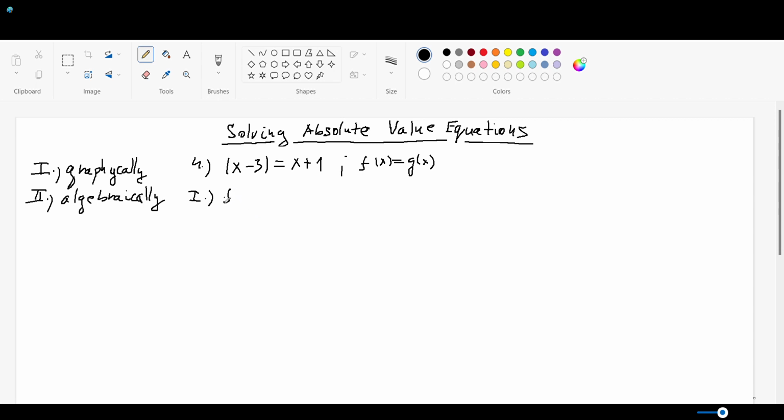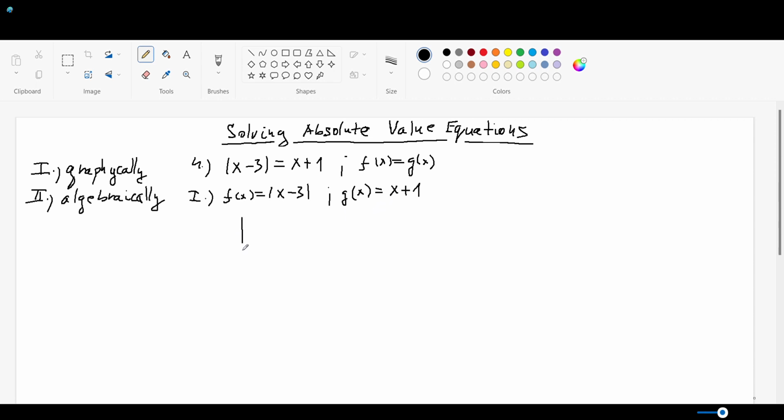It means that our function f of x is represented by the equation y equals the absolute value of x take away 3, and our function g of x in this case is represented by the equation y equals x plus 1. This is good to realize because now you are able to sketch the graphs of these two functions and look for their intercepts.